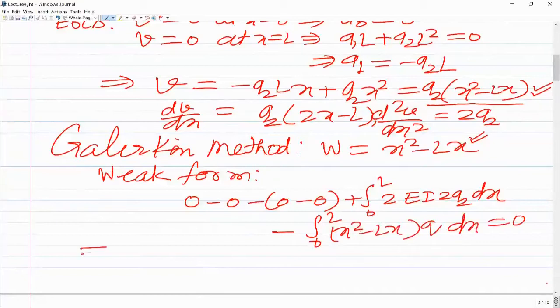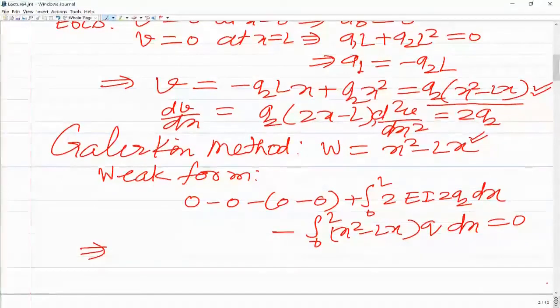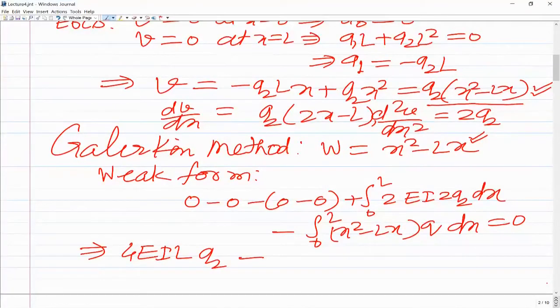Now if you look at the integral of this term 2EI into a2, the whole thing is a constant, so this integral is going to be simply L. So we will have 4EI L into a2. That will be the first term. Minus, we will look at the integral. Keep in mind here that we are taking EI and q as constants. Suppose they are functions of x, then we put those functions and carry out the integration. So even if you have a beam with variable EI, you can solve the problem exactly in a similar manner.